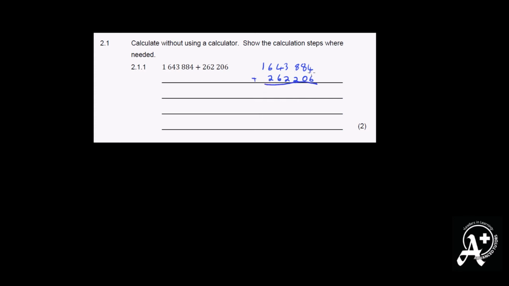Alright, if we've done that correctly, we can start adding up. 6 plus 4 will give me 10, so the 1 will carry over. 1 plus 8 will give me 9, 8 plus 2 will give me 10 again, and we've got the 1 which carries over. 1 plus 3 gives me 4, plus 2 gives me 6, then 4 plus 6 gives me 10 again. We've got the 1 carrying over. 1 plus 6 is 7, plus 2 is 9, and 1 plus nothing is 1. So our answer is 1,906,090.